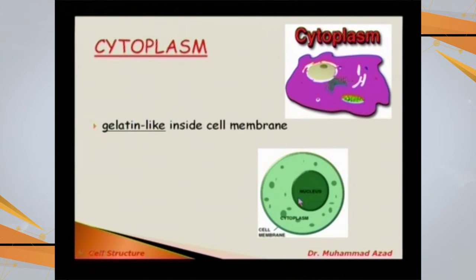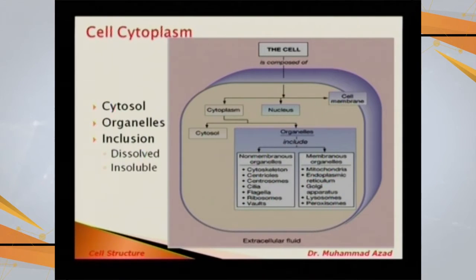And what is it? It is a gelatin-like material inside the cell, and it has a constant flow, and this is also called protoplasm. So if we look inside the cell, this is the outer boundary. This is the cytoplasm which we have seen in the last slide, and the cytoplasm has a liquid part, and this is called cytosol.